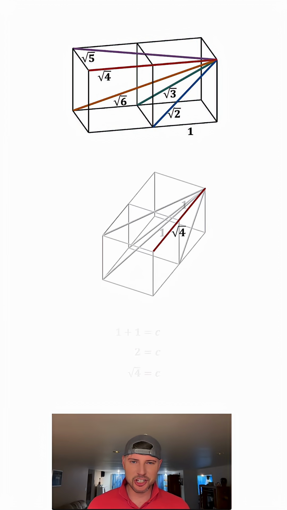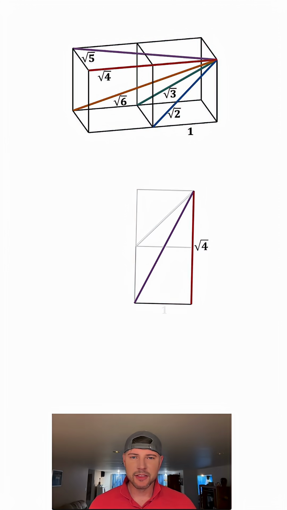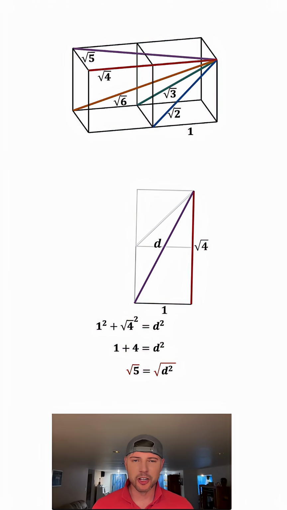And now from here, we can shift things around like this, and we can focus on this right triangle. This edge is equal to 1, and let's call the hypotenuse d. We end up with 1 squared plus square root of 4 squared equals d squared. That'll end up being 1 plus 4 equals d squared, or in other words, 5 equals d squared. And after we square root both sides, we get d is equal to square root of 5.